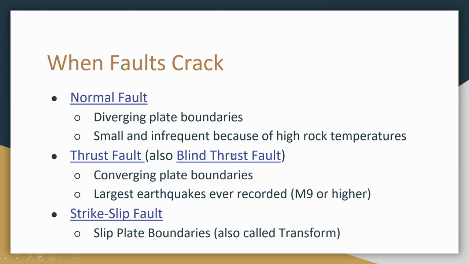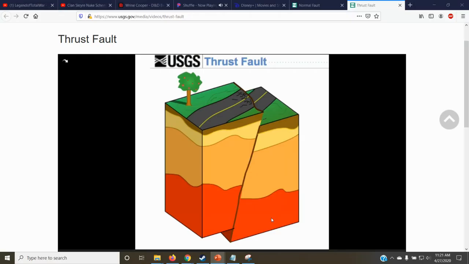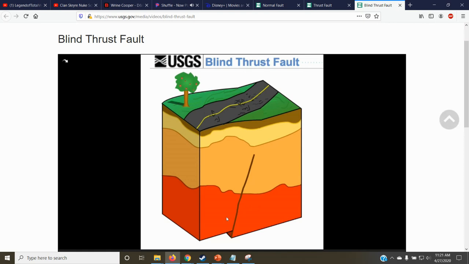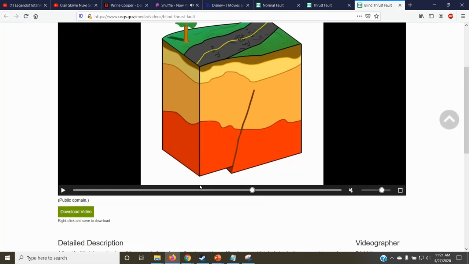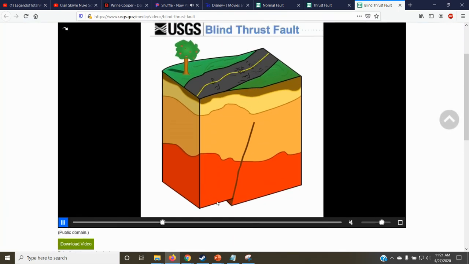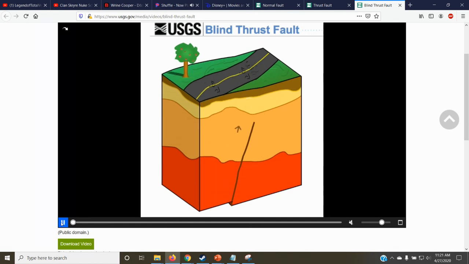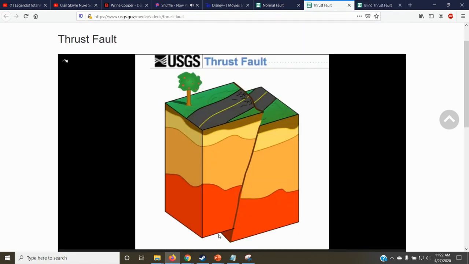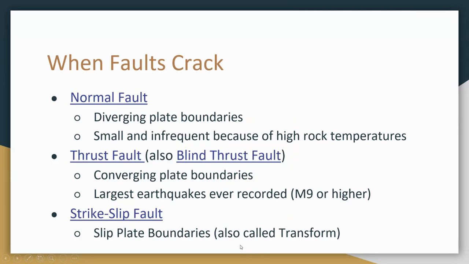There are also things called blind thrust faults, where the surface itself just deforms and the crack only happens further down. So I'll show that again. So this part moves up relative to that, but instead of cracking at the surface, it just deforms, which happens more often. So these are called blind thrust faults, but they're both the same category where you have converging plate boundaries.